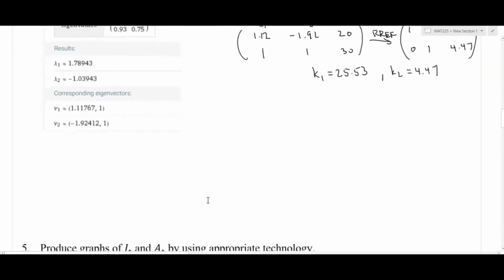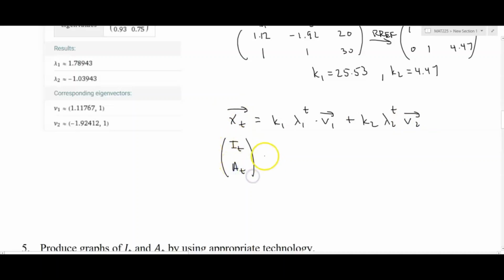Give ourselves a little more space here. So we know from the diagonalization vector decomposition theorem that we can write x sub t in vector equation form by taking k1 lambda 1 to the t times v1 plus k2 lambda 2 to the t v2. And we recall that x sub t just contains our infants at time t and our adults at time t. And k1 is 25.53.